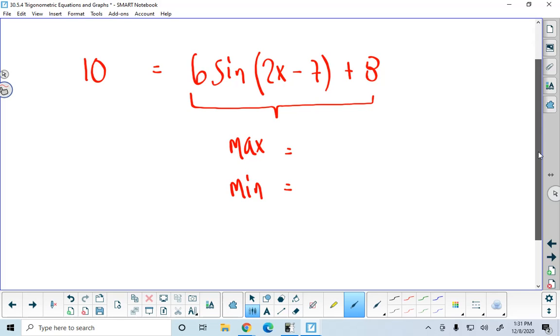Another way that I can ask this question is if you graphed y equals that function, what would the range of that function be? Sarah says 2 and 14. Jenna says 2 and 14. They're both right. Sarah, can you tell me how you got 14?